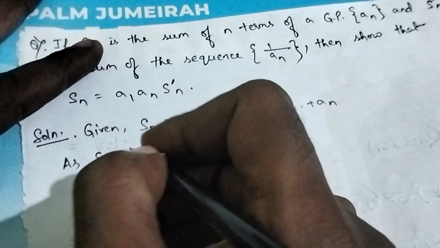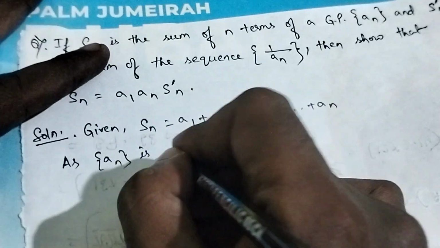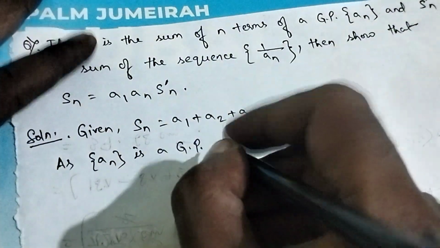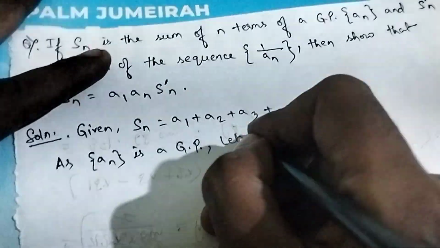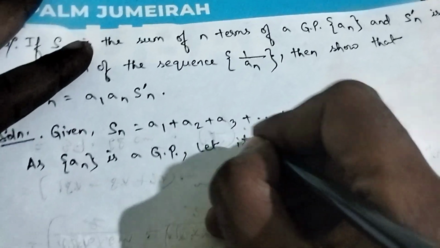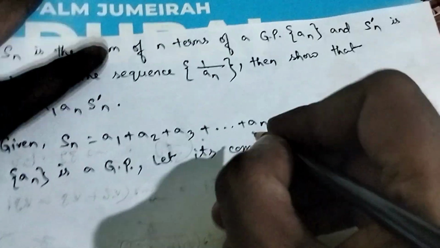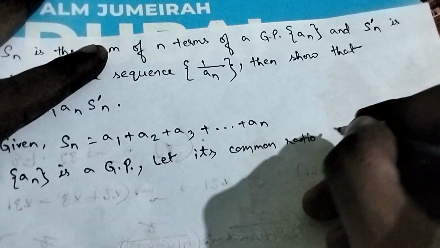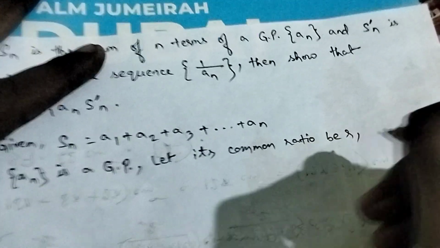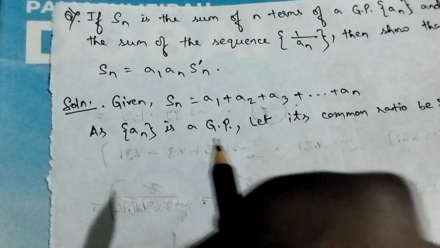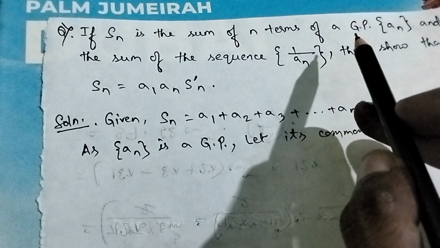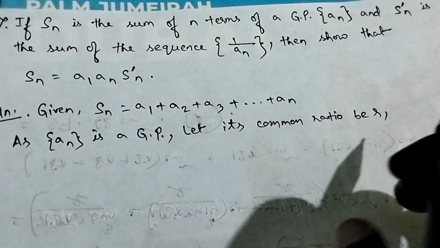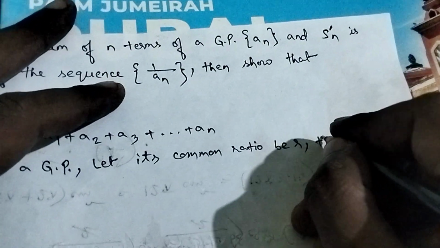Now, as An is a GP, it has been said that it is a GP, so let its common ratio be R.